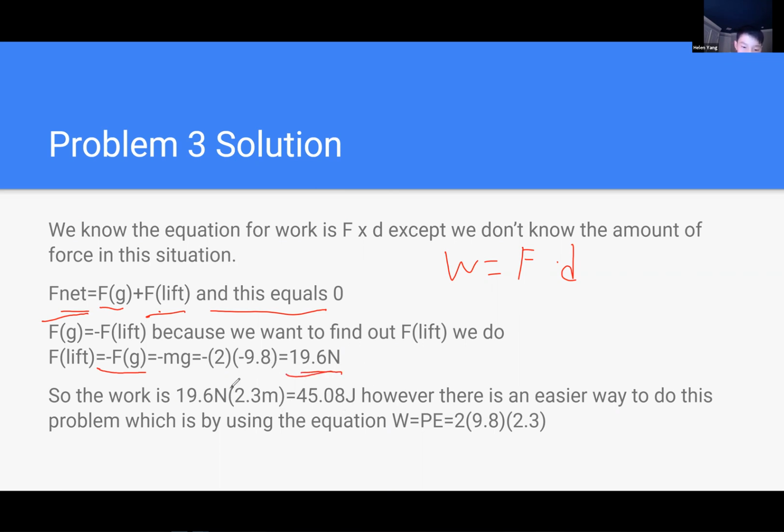And you know the distance is 2.3 meters. So you get around that as well. But using potential energy would be easier. You guys understand that one? Okay, so you can do question 4 then.